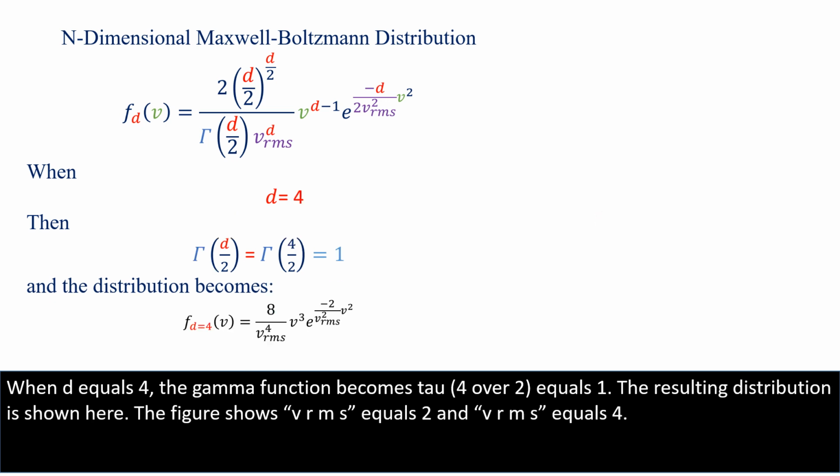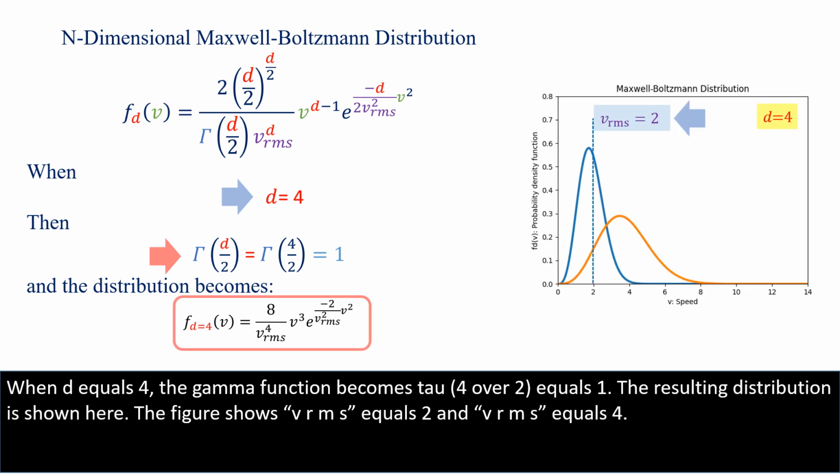When d equals 4, the gamma function becomes tau(4/2) equals 1. The resulting distribution is shown here. The figure shows VRMS equals 2 and VRMS equals 4.